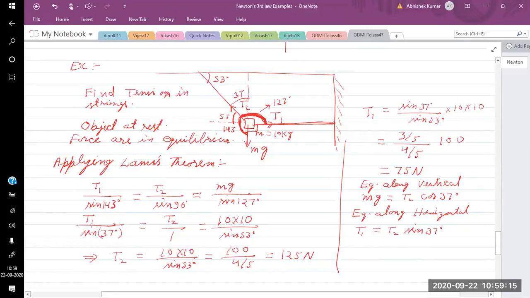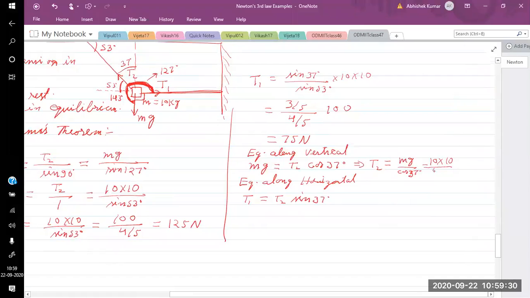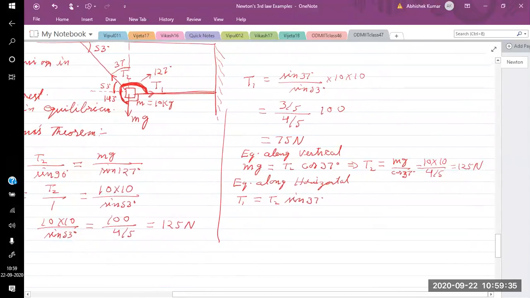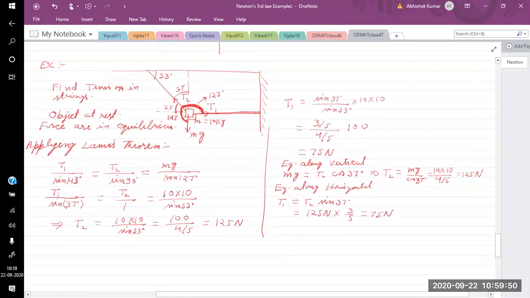So these two equations, if we solve, we are going to get the values of T1 and T2. So if we solve this, T2 will be mg by cos 37. So mg is 10 into 10 and cos 37 is how much? Cos 37 is 4 by 5. So 125 Newton. And second, if you use this T2 here, 125 Newton, and sin 37 is how much? 3 by 5. So that will be 75 Newton. So in this way also you can solve. So both the approaches can be used.